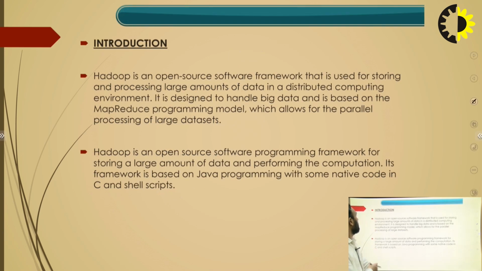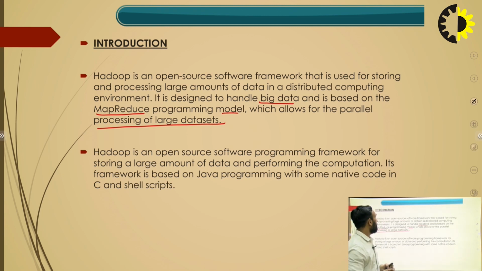So now we start. What is Hadoop? First of all, I will give you a brief introduction about the definition of Hadoop. Here I read out what I put in my presentation. Basically, Hadoop is an open source software framework that is used for storing and processing large amounts of data in a distributed computing environment. It is designed to handle big data. Here I underline a few terminologies, and it is based on the MapReduce programming model, which allows for parallel processing of large data sets.